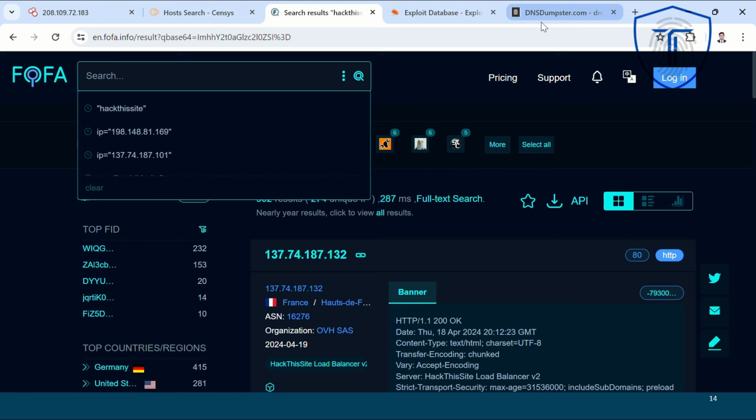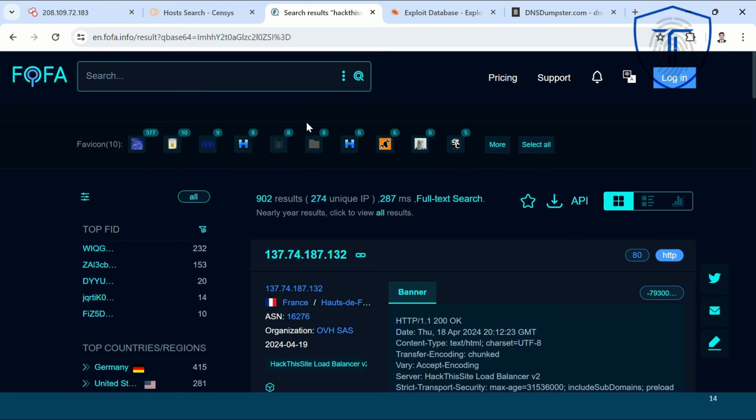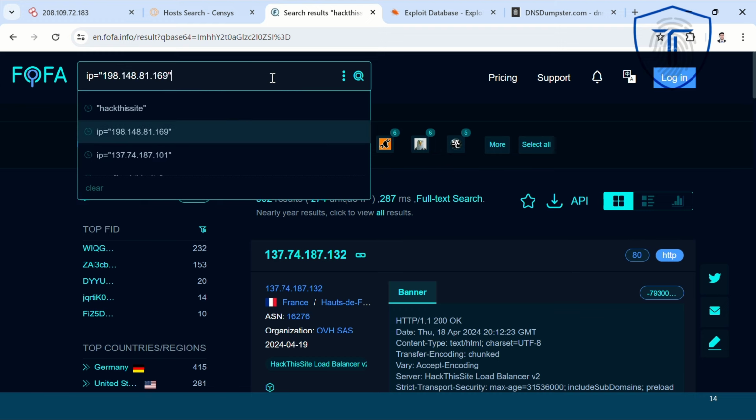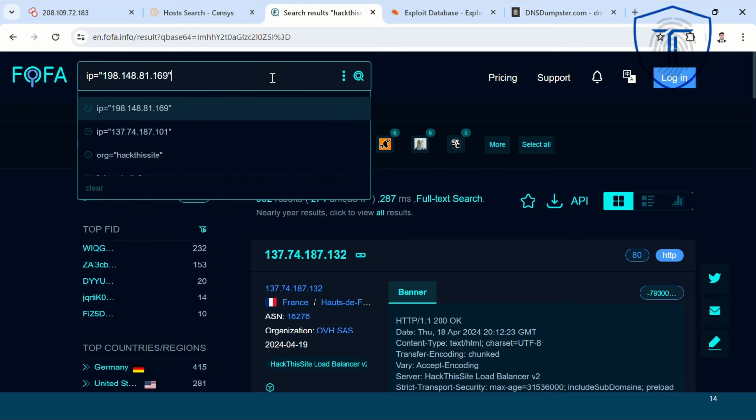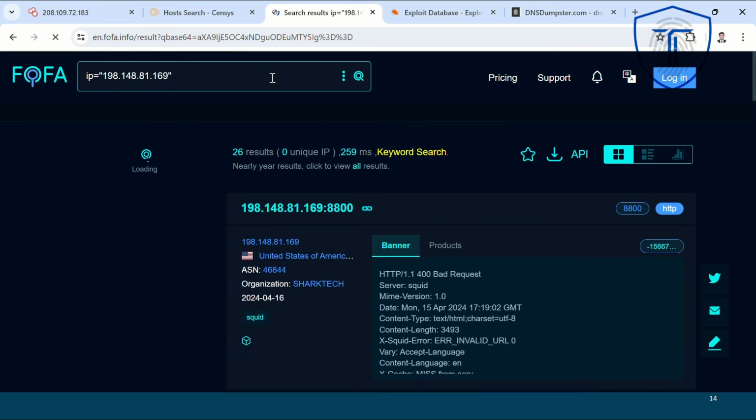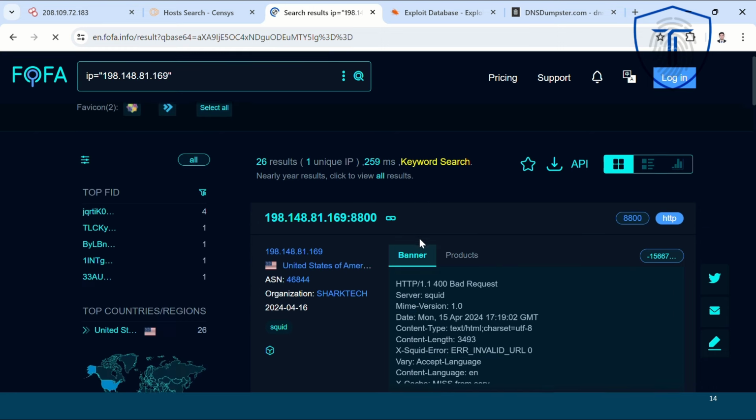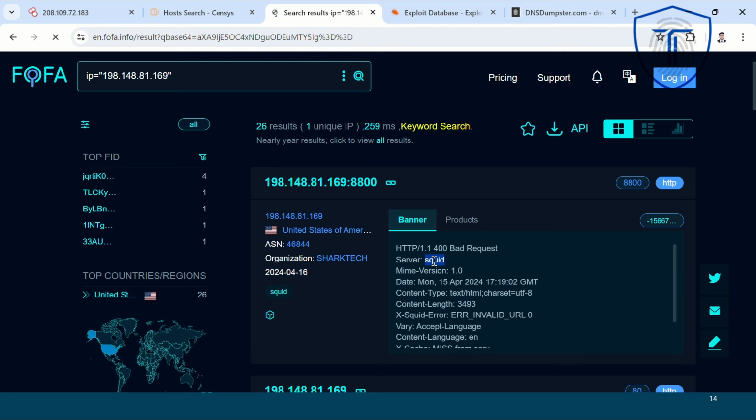So we can search using the IP address. This was the IP address of a target. Yes, the server which was being used by this target is Squid. So we copy this for our reference.